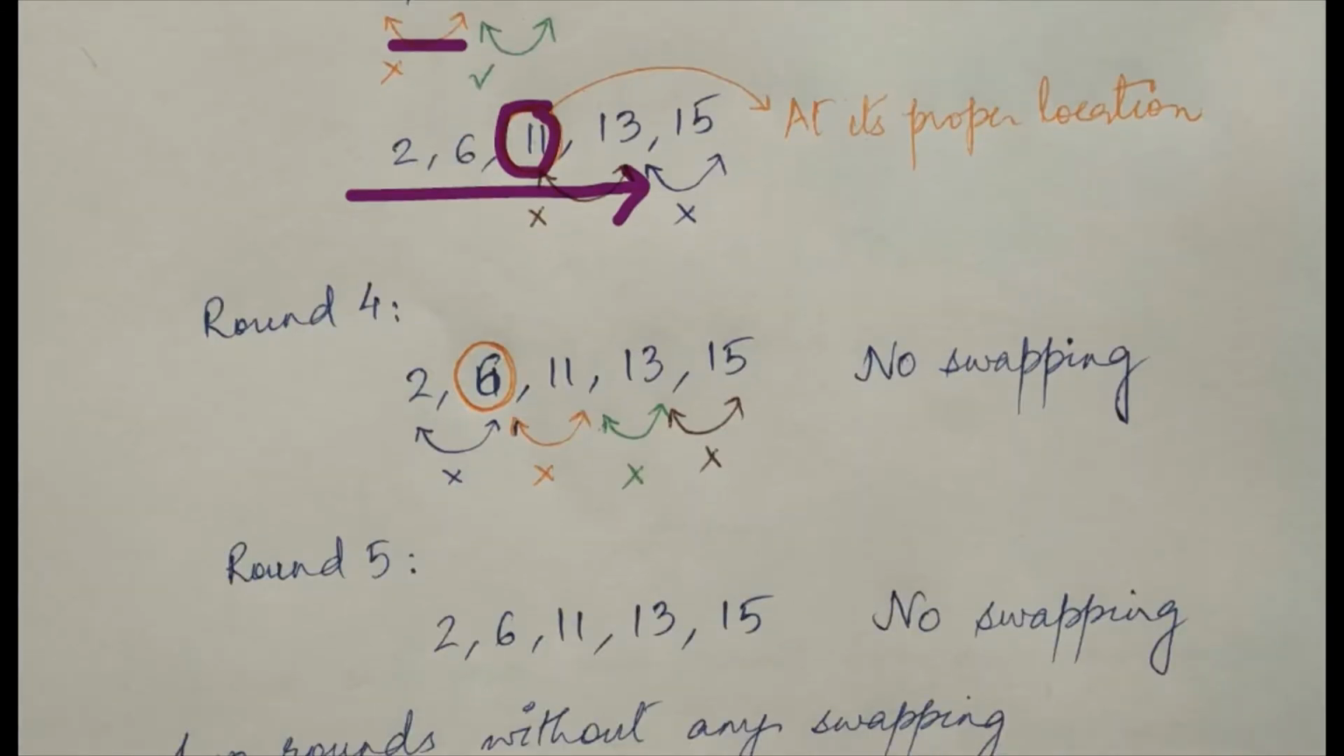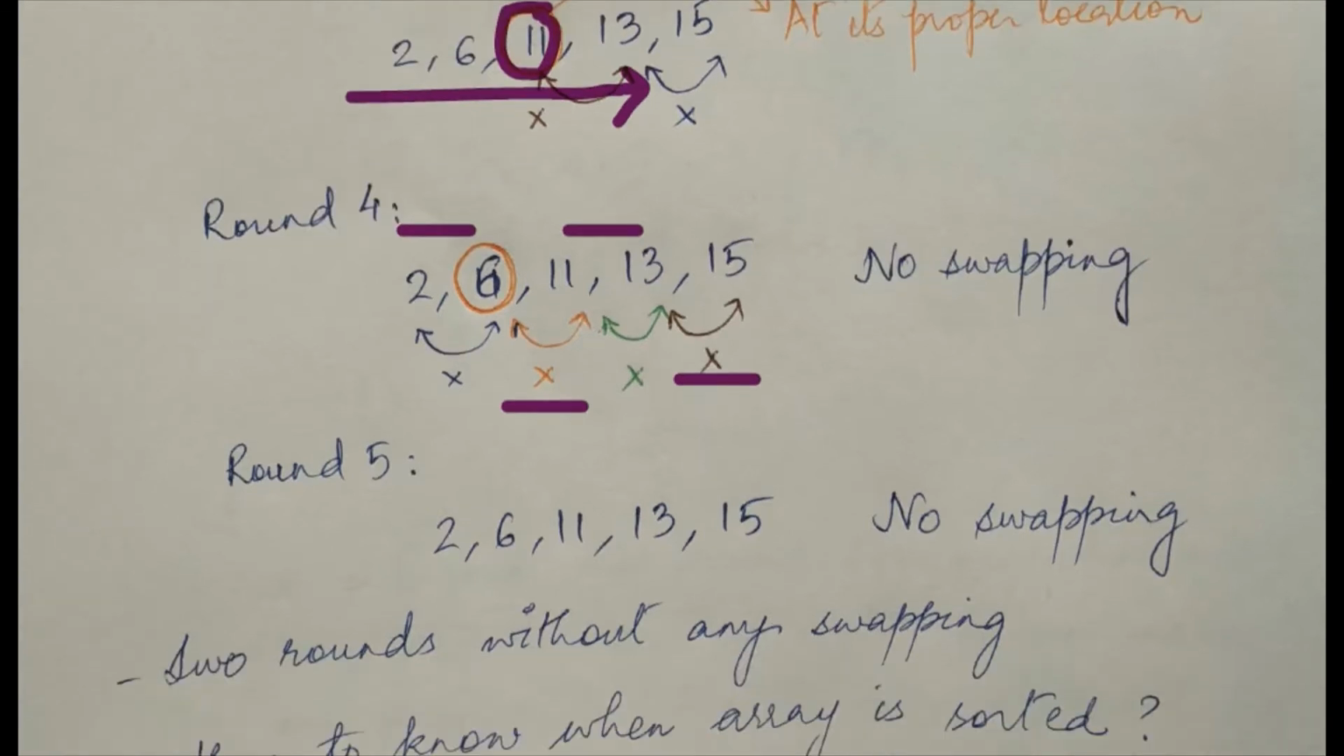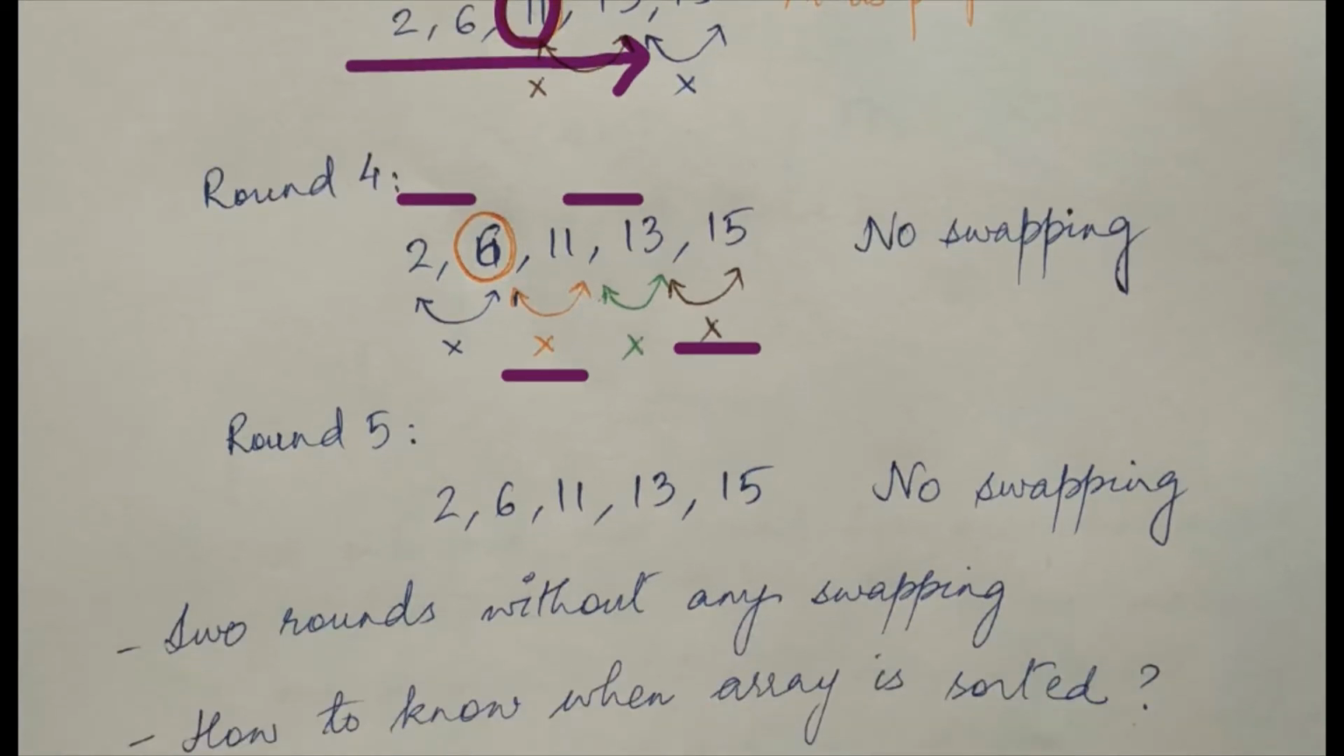Then round 4, compare 2 and 6, no exchange. 6 and 11, proper order. 11 and 13, proper order. 13 and 15, so no swapping. Round 5, again there'll be comparison, but it's already sorted at round 4.